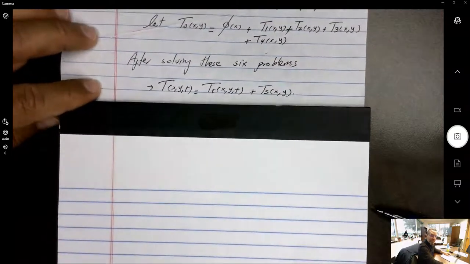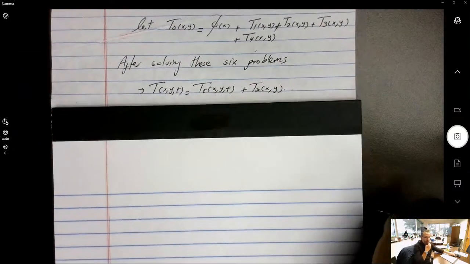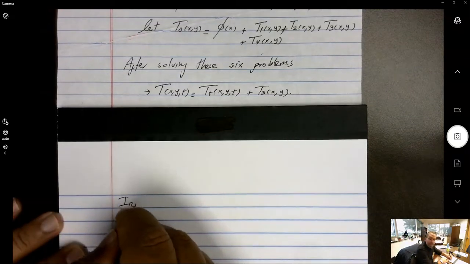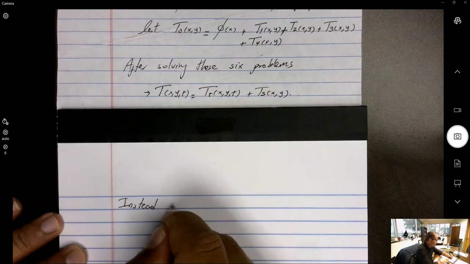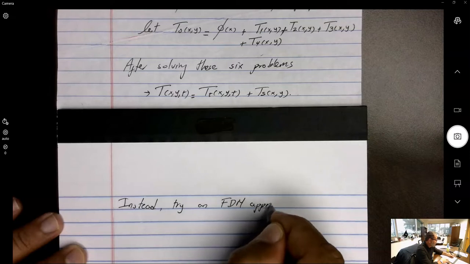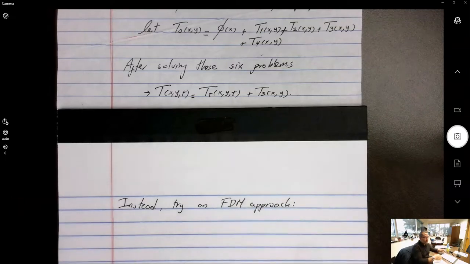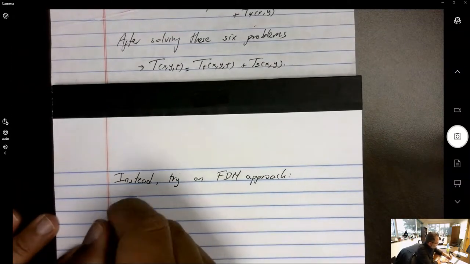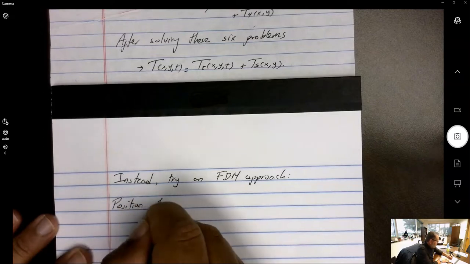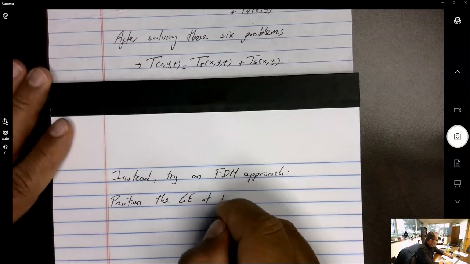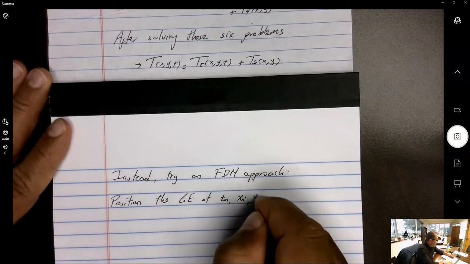We're going to scratch all this, and instead of trying to look for an algebraic solution, we're going to look for a discrete solution. Instead, try an FDM approach. And we said that we're going to use the same explicit formulation, the same explicit scheme. And what we do is position the governing equation at t_n, x_i, y_j.